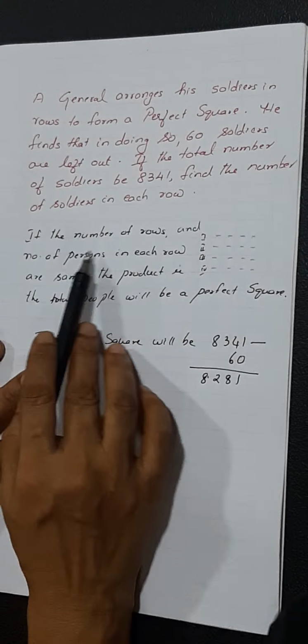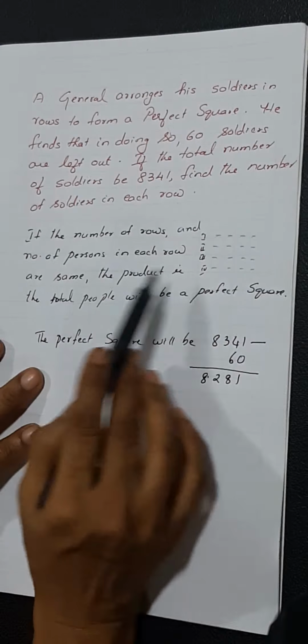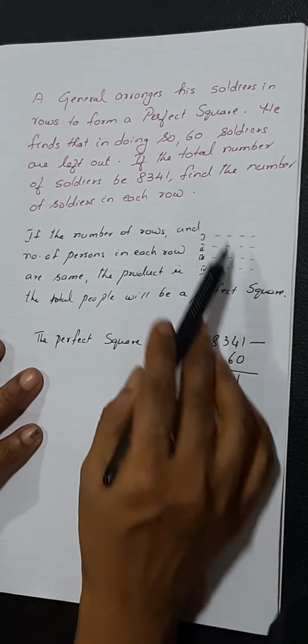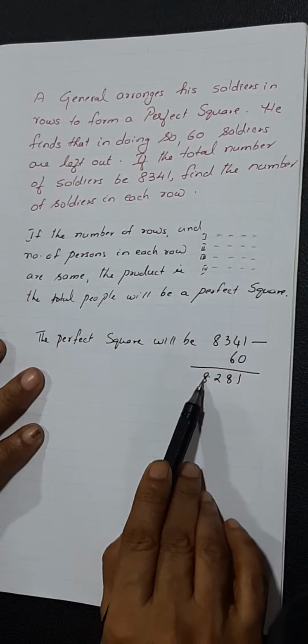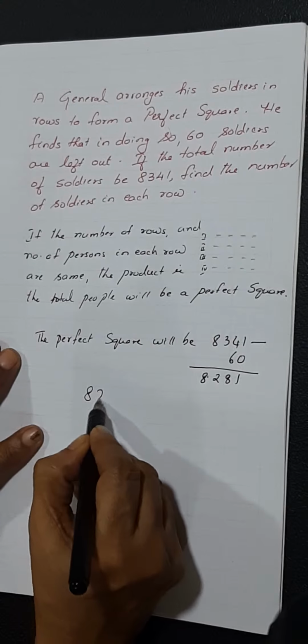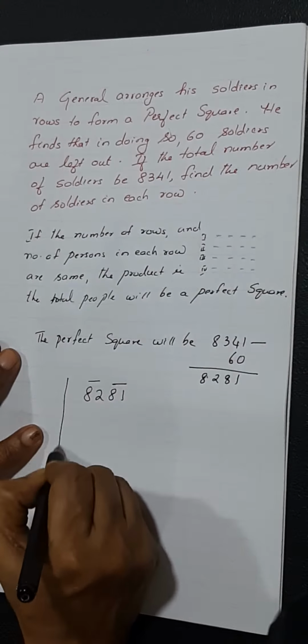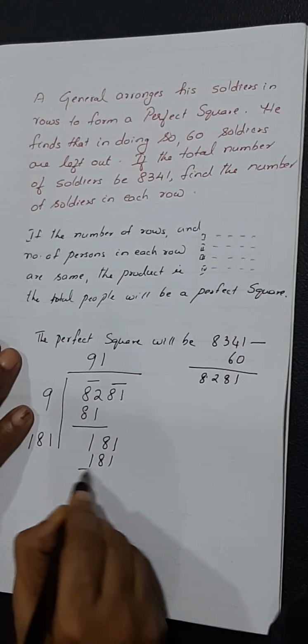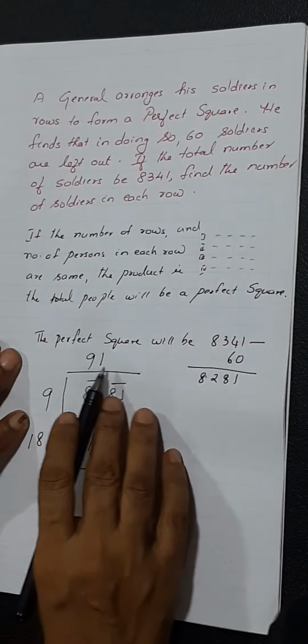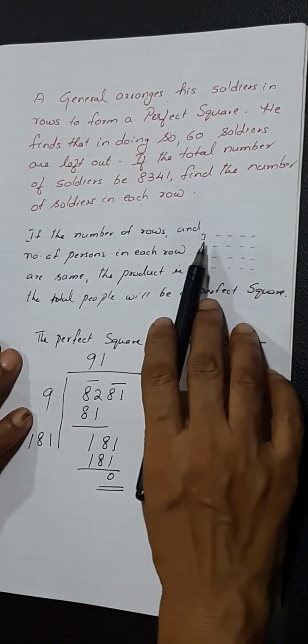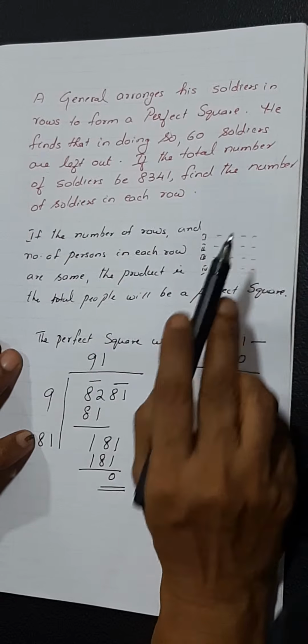If the number of rows and the number of persons in each row are the same, the product will be the total number of people and it will be a perfect square. Now 8281, we will find the square root of 8281. So it is 91. The number of rows will be 91 and the number of people in each row will also be 91.